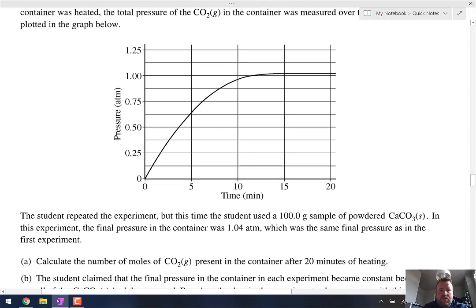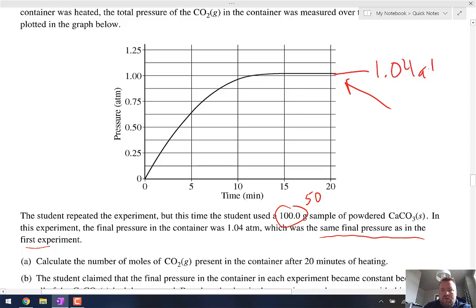The student repeats the experiment, but then uses 100 grams. So the first time they used 50, this time they used 100. In the experiment, the final pressure is 1.04, which was the same final pressure as in the first experiment. So this graph here is from the first experiment. It's also the graph for the second experiment as well. In this case, that line right here represents 1.04 atmospheres.